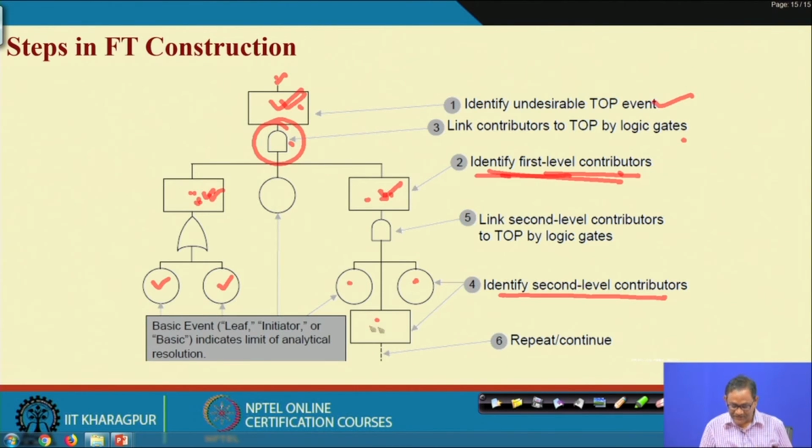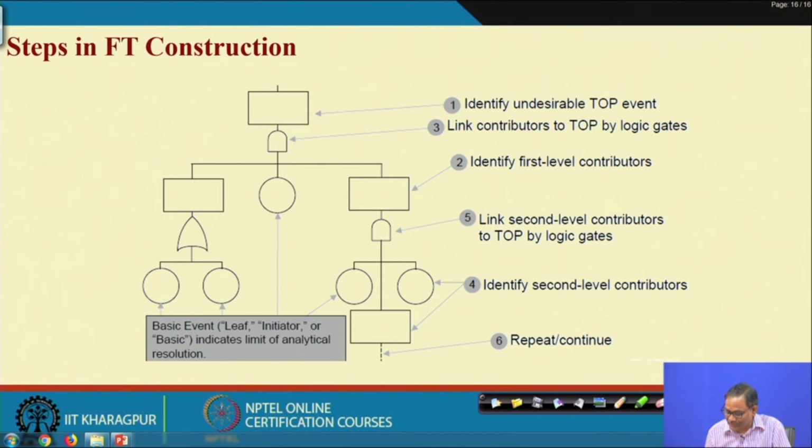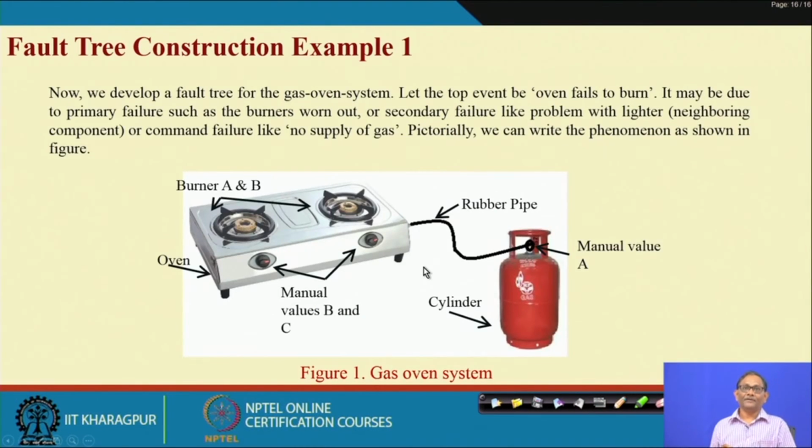Out of these three second level contributors, two are basic events because they are component level failures, but this one is not a basic event because it may be a subsystem level failure. It is required to be further broken down, and you repeat this process. So, those are the steps. I will quickly show you one example and then we will finish this lecture. This is what everybody knows, the kitchen gas oven.